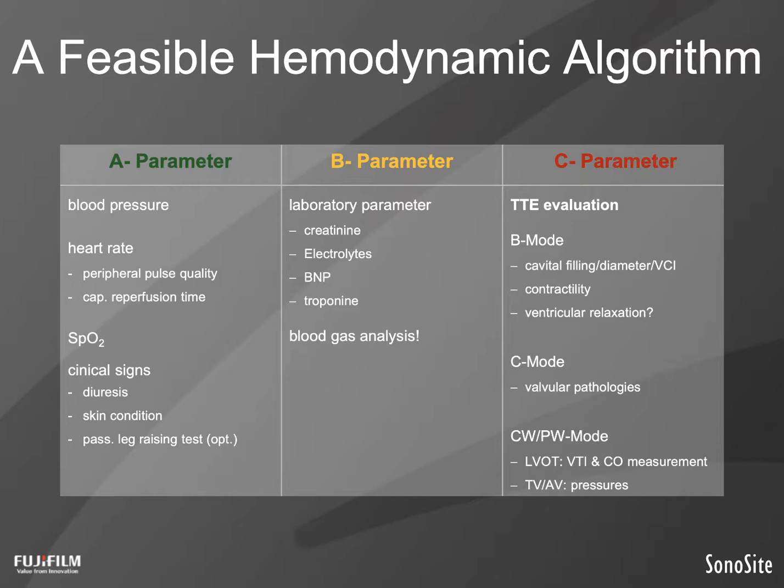First, look at your patient, as well as clinical signs. Then, take into account the laboratory parameters. Then use TTE evaluation with the known routine B mode first, then color mode. If valvular pathologies are present, try to quantify them using continuous wave Doppler. And finally, use the pulse wave Doppler in order to quantify the velocity time integral.